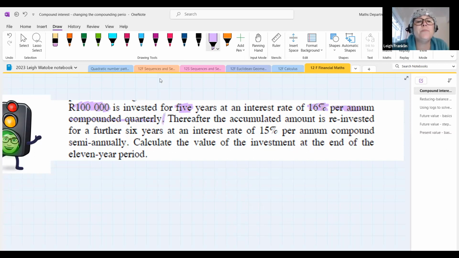So up to this point, A equals, and I want somebody else to tell me what it is that I should write. I'm subbing into my compound interest formula. What should I write? Okay, so yes, and Jabula. Okay, and Ntokozo, you got your hand up again. Go for it, Ntokozo.